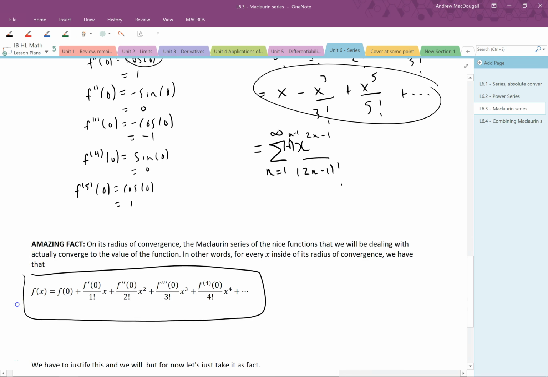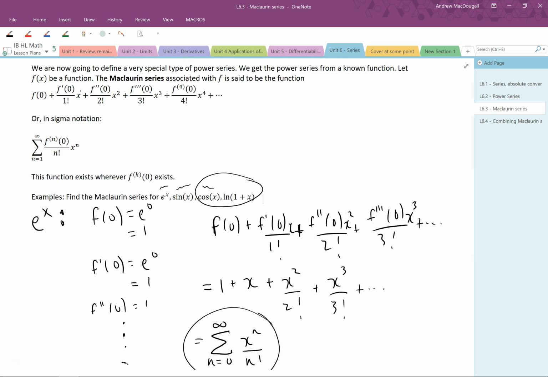Sorry, quick correction to what I just said. e to the x, sine of x, and cosine of x, those three, they converge for every x value. Ln of 1 plus x, we'll see later, converges on a particular interval of convergence. But for now, you can take those as fact, and their Maclaurin series are in your formula booklet.